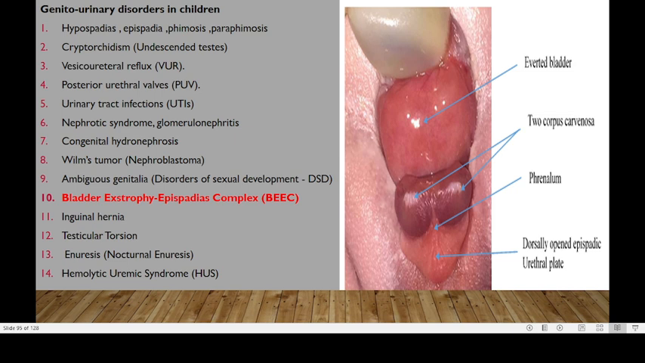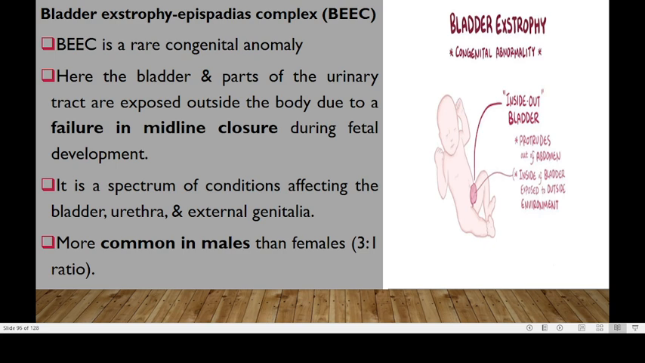I hope you remember that, and that's why this condition can also be classified as a congenital disorder, right? Congenital disorder. So these are rare congenital anomalies, and here you find that the bladder and parts of the urinary tract are exposed outside the body due to failure in the midline closure during fetal development. It is a spectrum of conditions affecting the bladder, urethra, and external genitalia, and it's more common in males than females. In fact, the ratio is about 3 to 1, all right? For every 3 males, we have 1 female.